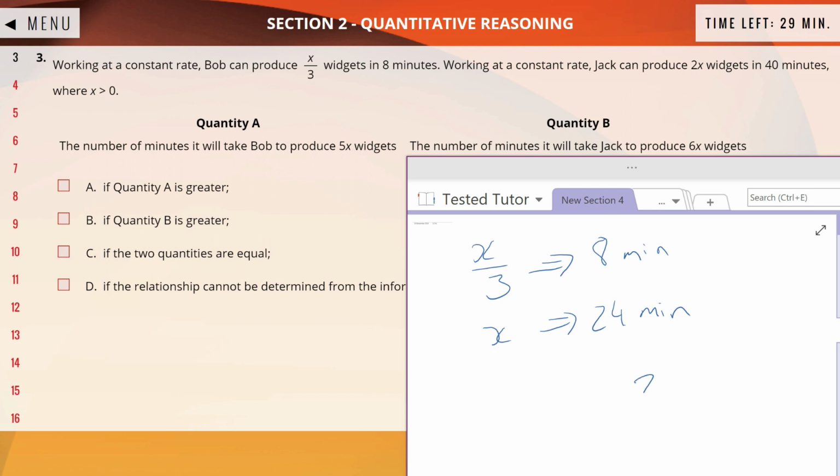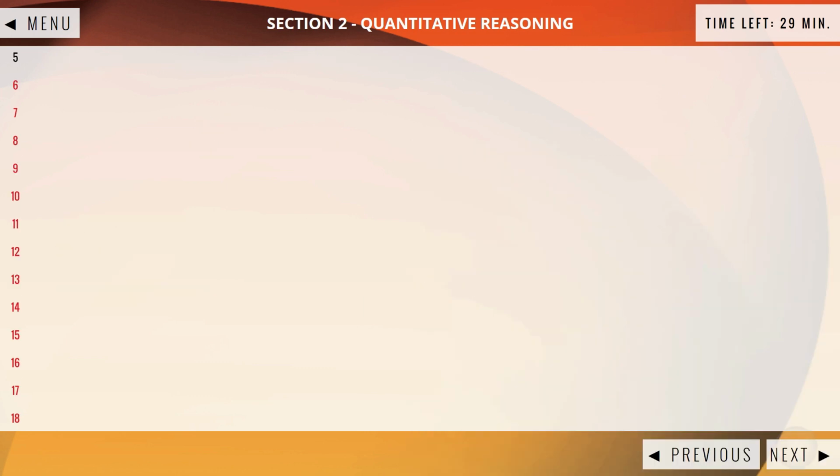Jack can do 2X in 40, so he can do X in 20. So those are the two things. This is Bob, this is Jack. Bob producing 5X, times that by 5, he can do 5X in, what is that, 120. Mental math is helpful here. And Jack, 6X, times that by 6, that would also be 120. So they're equal. Okay.